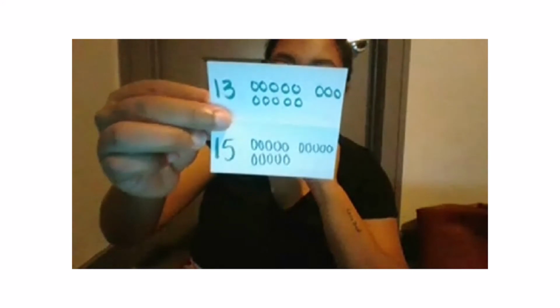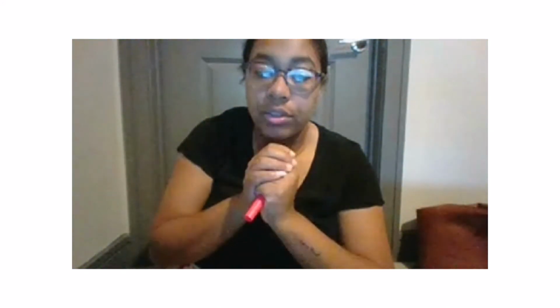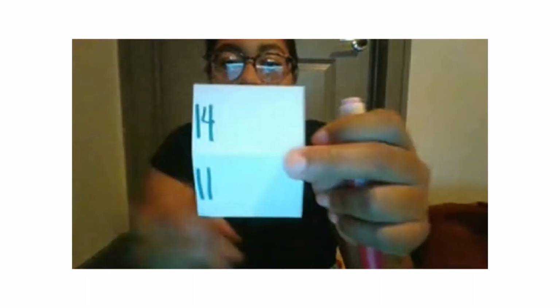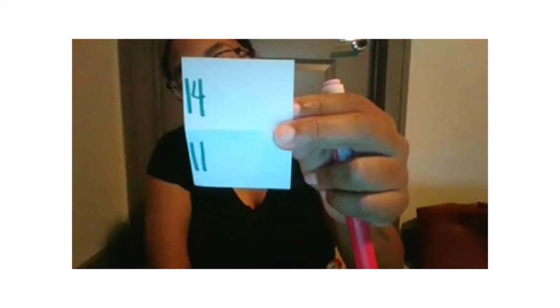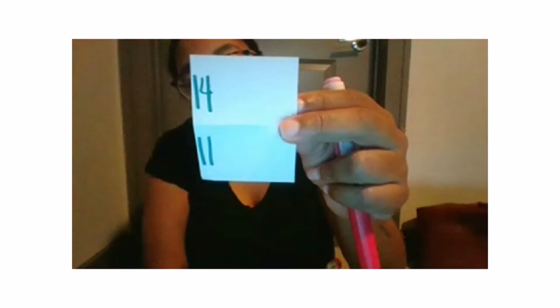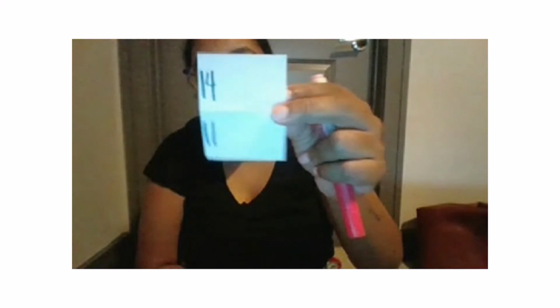Alrighty, friends. Now we're going to do one, and you are going to draw the circles in a 10 frame way. And then I want you to be able to tell me which number is greater. Alright, so let's do 14. And then you're going to do 11. So draw 14 circles in a 10 frame way, then draw 11 circles in a 10 frame way.